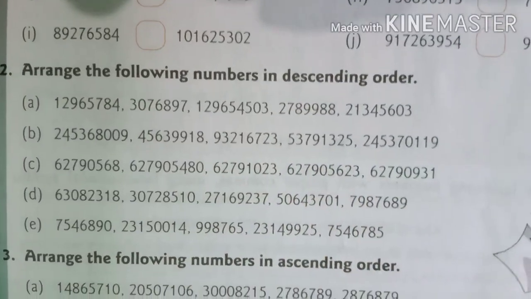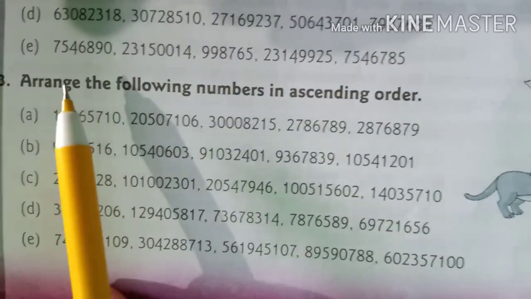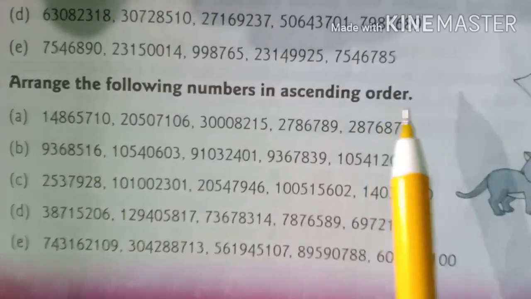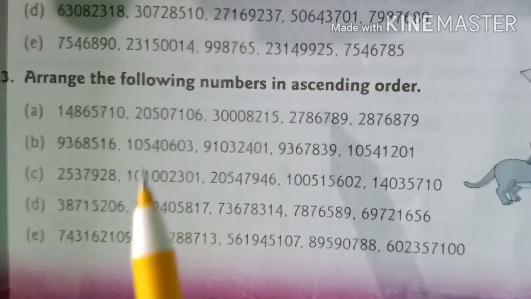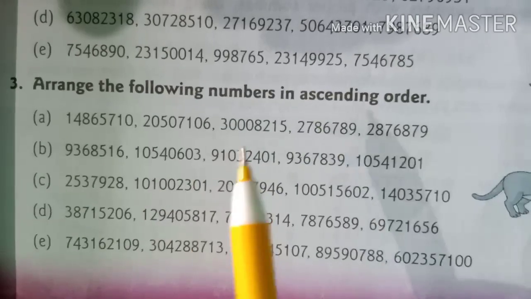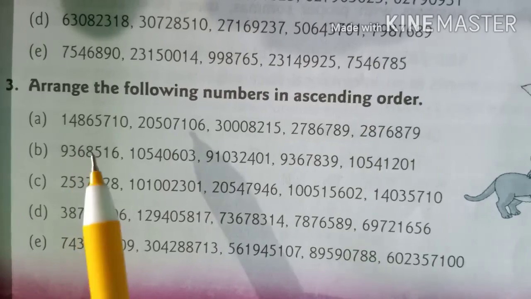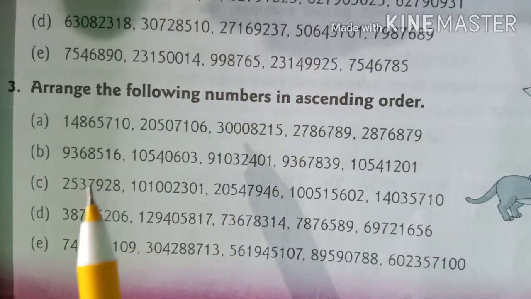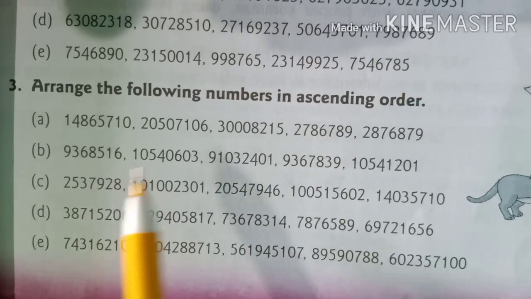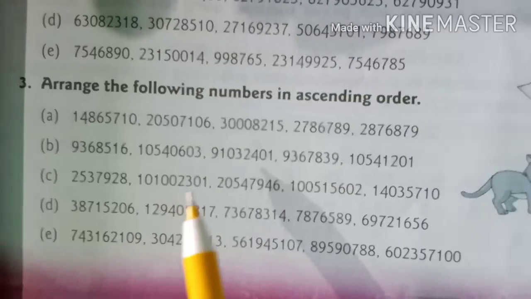Okay, now see question number 3. In this question, as you can see, you are asked to arrange the following numbers in ascending order. Ascending order means from lesser to greater, which means first you have to set the lesser number and then the greater number.